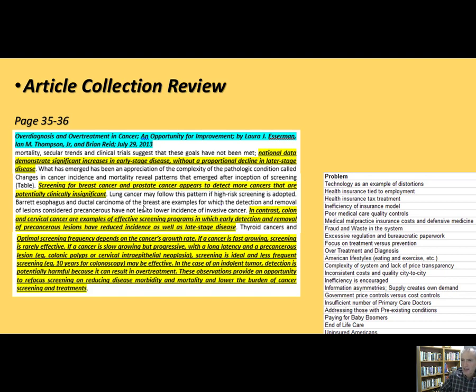So think about that. We have cancers like breast cancer and prostate cancer where we're screening and finding a lot more cancers early. You say, well, that's got to be good. We must be saving a lot of lives.